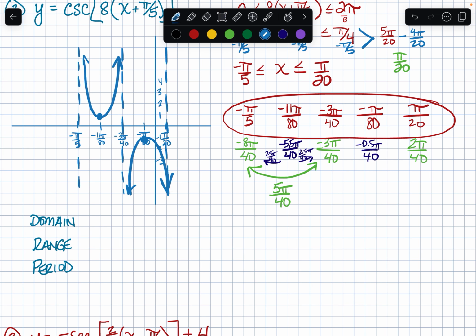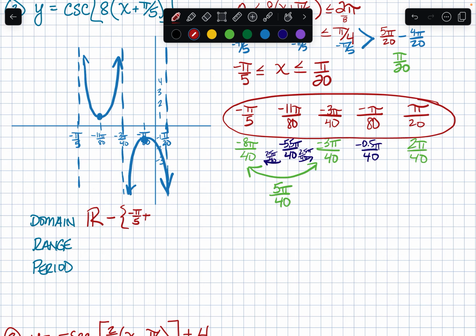All right, my domain is a little tricky here. Just like with tangent, it's going to be all real numbers minus... And then for this one, the first asymptote that I see, and you can look at either the positive or negative, but I'm going to look at the first one that I see on the negative side. That is negative pi over 5 is the first one where I drew it.